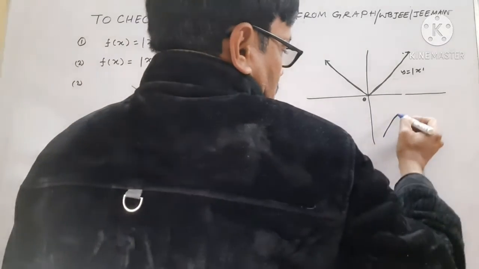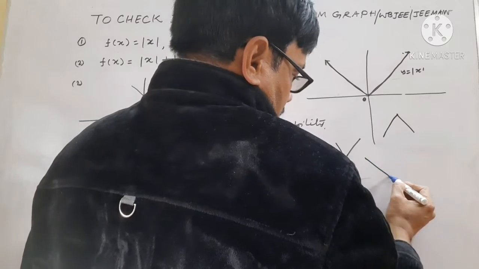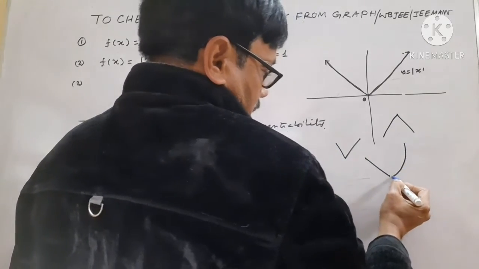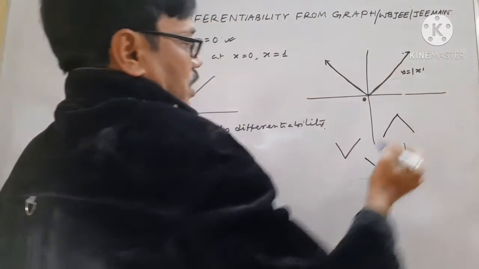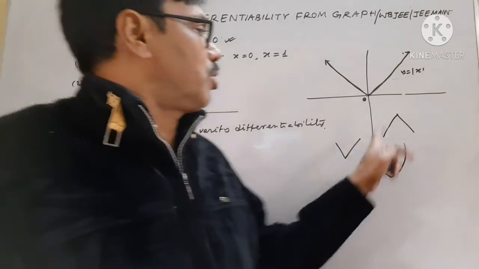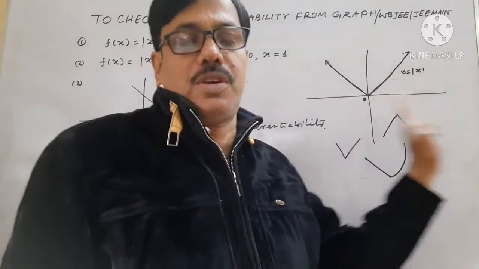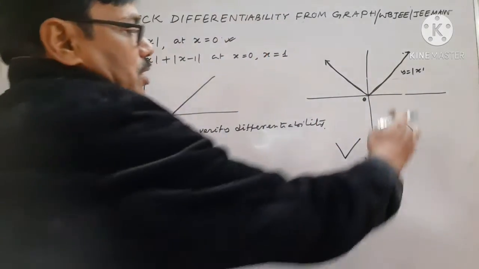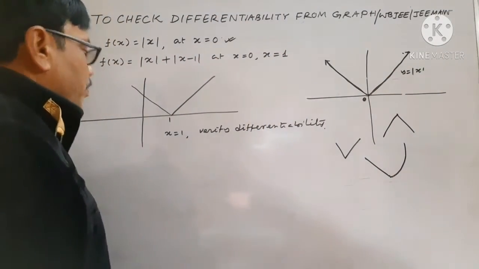This type: suppose this is a straight line, this is a curve, with a sharp edge, then it is not differentiable at x equals 0. Sharp edge means not differentiable there, but it is differentiable for x greater than 0, less than 0 and so on.